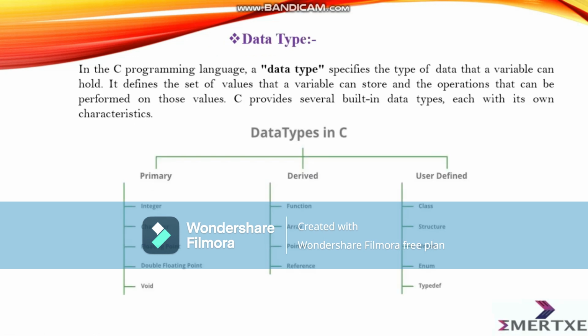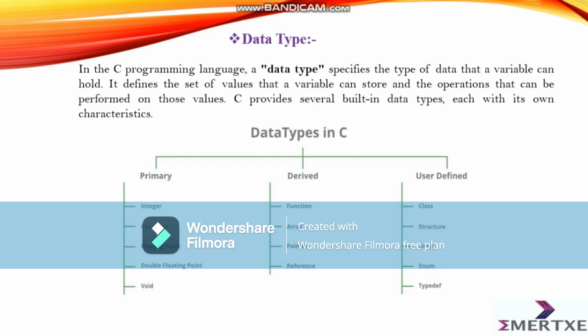Next, data types in the C programming language. Data types specify the types of data that variables can store, like integer, character, floating, double, etc. Each data type requires a different amount of memory and has some specific operations which can be performed over it. The data type specifies the type of data a variable can store and the operations that can be performed on the value. C provides several built-in data types.